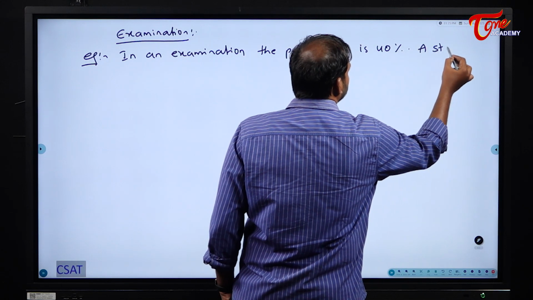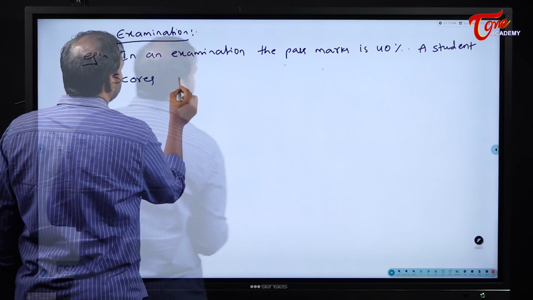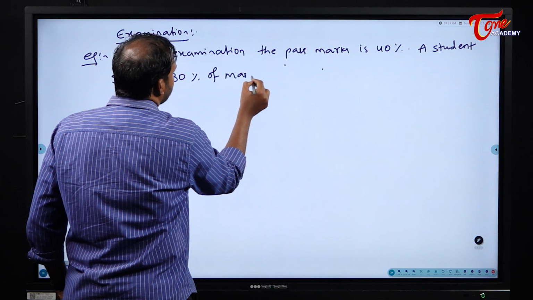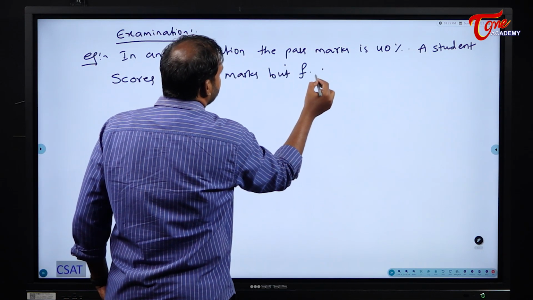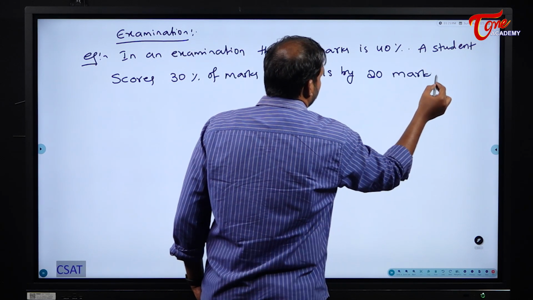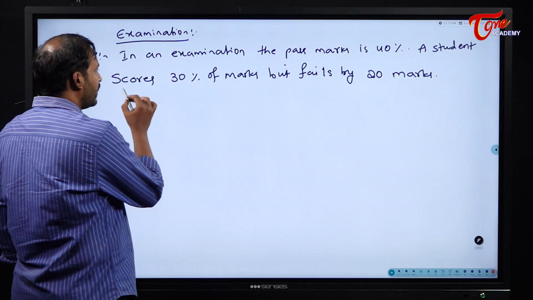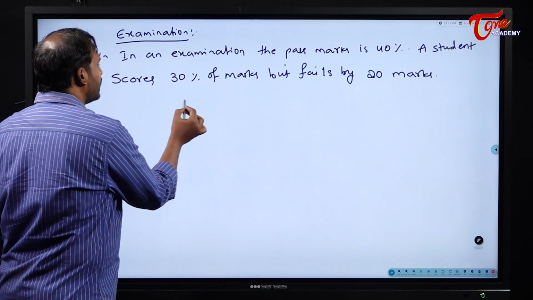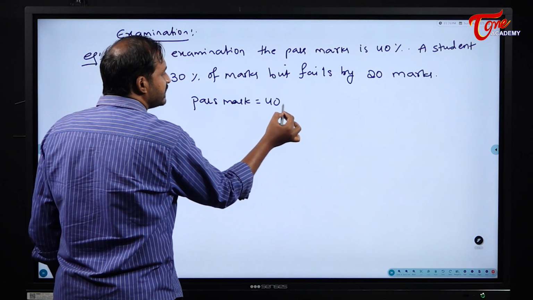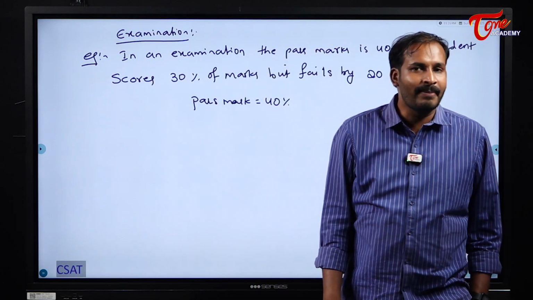A student scores 30 percentage of marks but fails by 20 marks. What is the maximum mark in that examination? That is the question. See here students, according to the given question, what is the pass mark for us? Pass mark in that examination is 40 percentage of total. That means if he gets 40 percentage of total, any student will get passed in that examination.